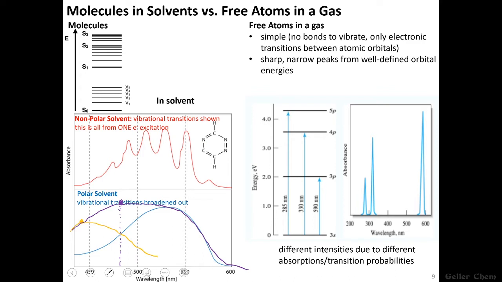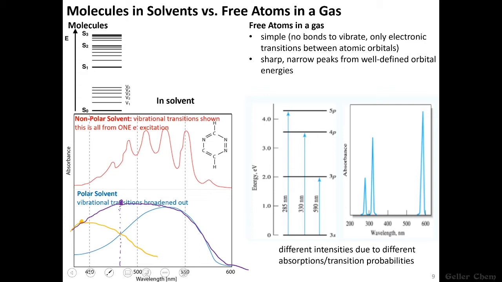And free atoms in the gas phase are simple. They don't have bonds anymore, so there's no vibrations. The only transitions possible are electronic between the atomic orbitals. And these are the orbitals you learned about in Gen Chem, like s and p orbitals, spheres and dumbbells, not those giant delocalized MO structures we talked about.